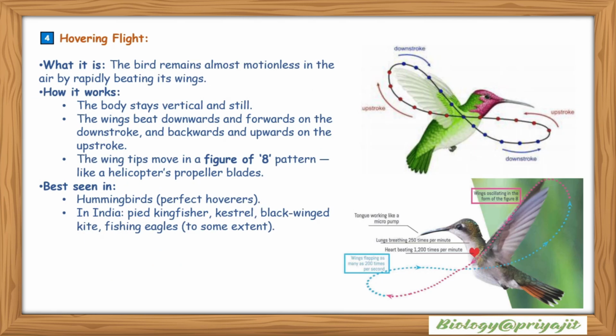Hovering flight. What is it? The bird remains almost motionless in the air by rapidly beating its wings. How does it work? The body stays vertical and still. The wings beat downwards and forwards on the downstroke, and backwards and upwards on the upstroke. The wing tips move in a figure of 8 pattern like a helicopter's propeller blades, best seen in hummingbirds, which are perfect hoverers. In India, the pied kingfisher, kestrel, black-winged kite, and fishing eagles hover to some extent.